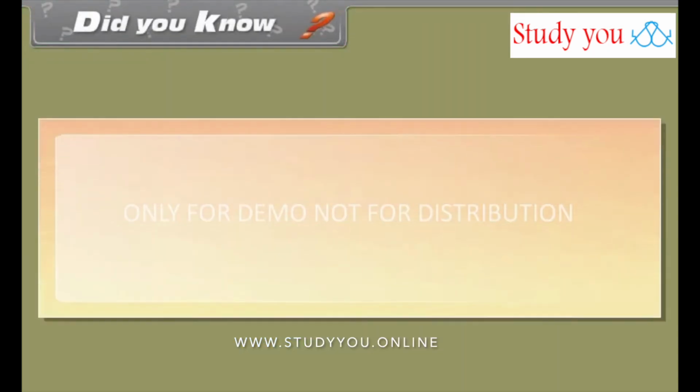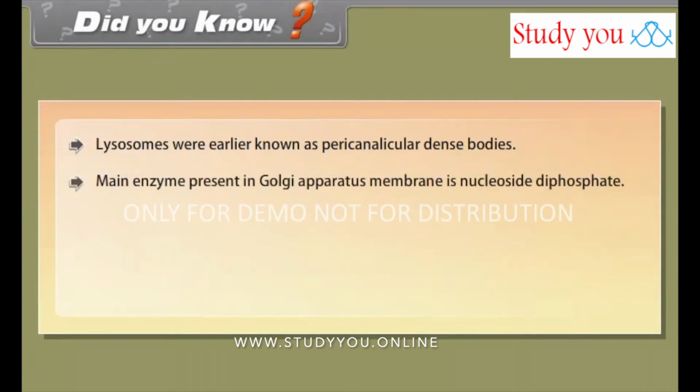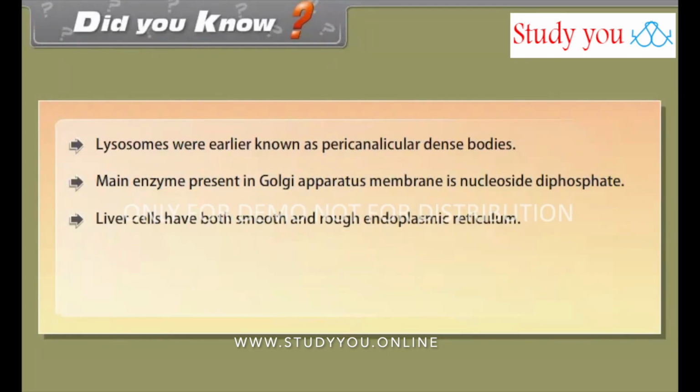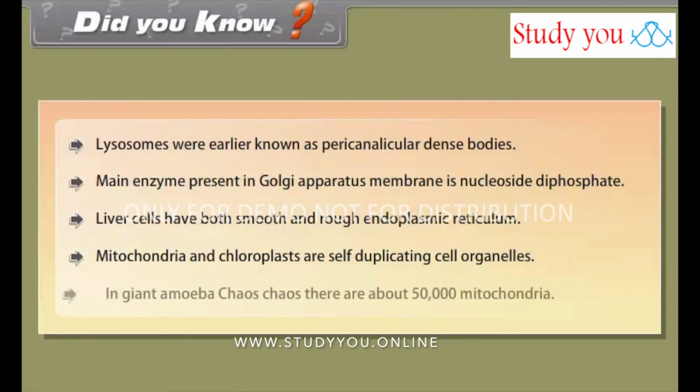Did you know? Lysosomes were earlier known as pericanalicular dense bodies. Main enzyme present in Golgi apparatus membrane is nucleoside diphosphatase. Liver cells have both smooth and rough endoplasmic reticulum. Mitochondria and chloroplasts are self-duplicating cell organelles. In giant amoeba Chaos, there are about 50,000 mitochondria.